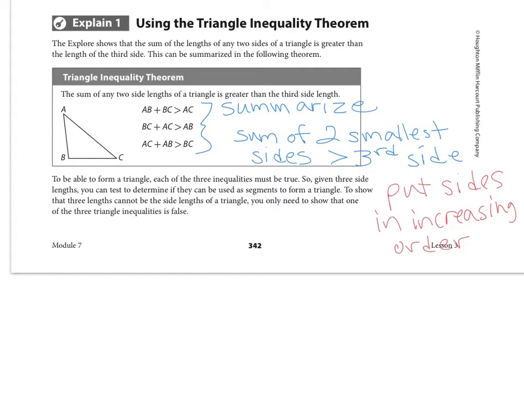So this is what we did if you're just coming off of the class activity using our pieces of linguini and creating the triangles that were possible and not possible. We ordered the sides from smallest to largest in increasing order, and that's what kind of helped us through that activity. So if you can do that anytime you're presented with a problem, it'll help you. So let's go to the top of the next page, page 343.